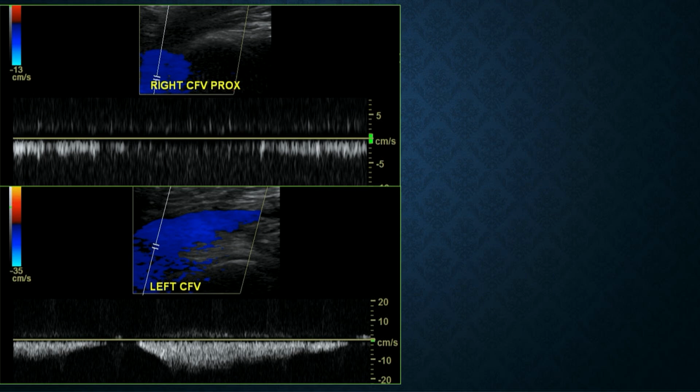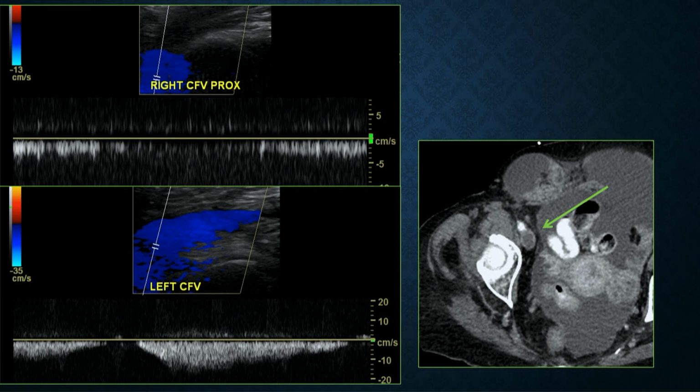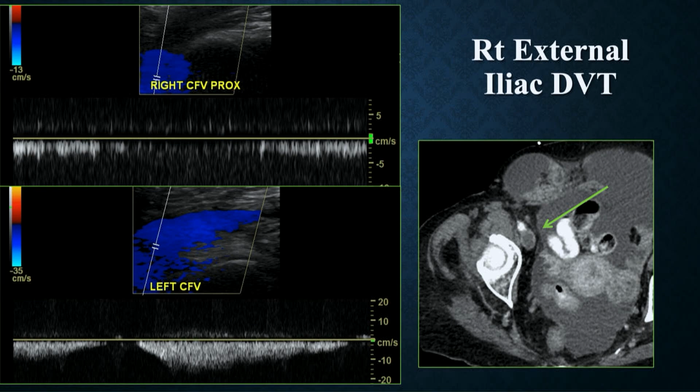It's asymmetric. Why is it asymmetric? Because there's thrombus above that level in the external iliac vein. External iliac vein DVT that was unsuspected because we don't typically scan above the inguinal crease, but in this case, the waveform told us there was something there.